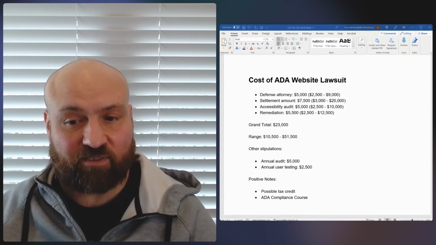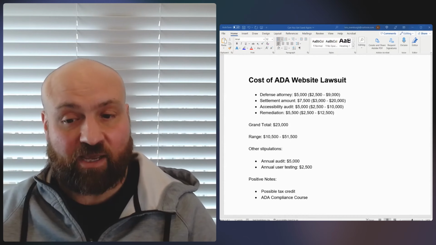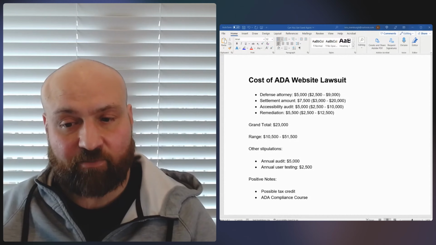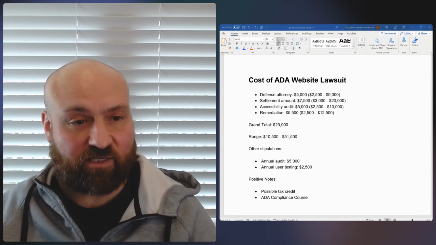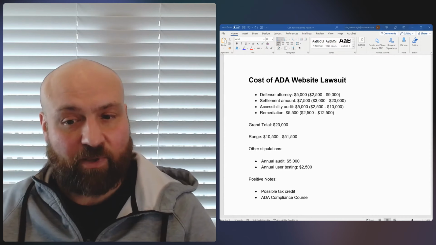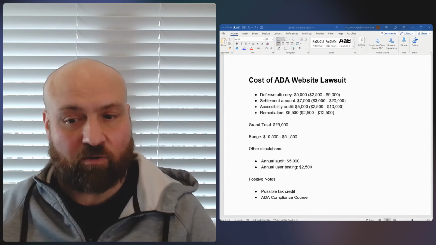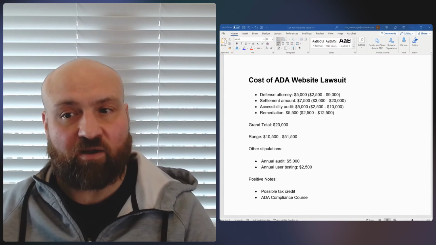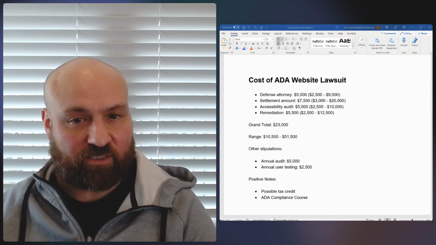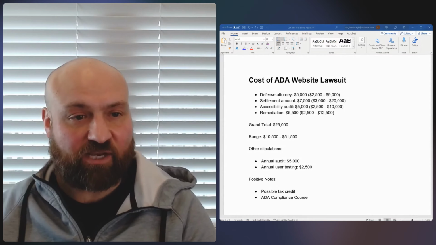So if you enter into a settlement and the settlement includes an annual audit and annual user testing, the audit might cost you $5,000 a year, and then the user testing $2,500 and up. It really depends how involved the user testing is. But this gives you an idea of what you can expect once litigation is initiated.